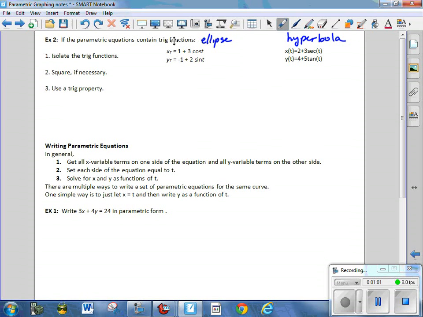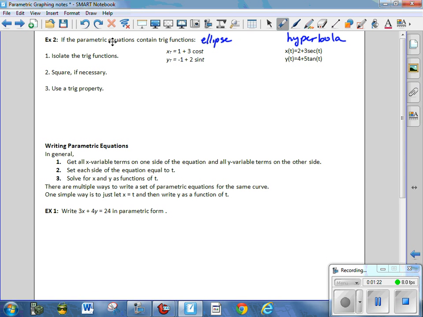But anyway, I would have an inverse sine of an algebraic expression equal to an inverse cosine of an algebraic expression, and there would be absolutely no way to make that look nice. So that's not the way we do it with this type of function. Instead of isolating t, we're going to isolate the trig functions.